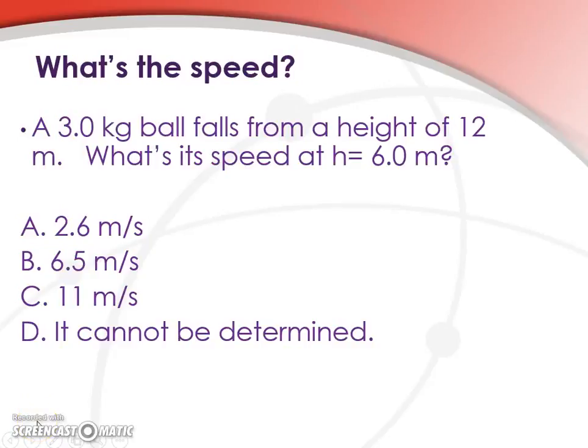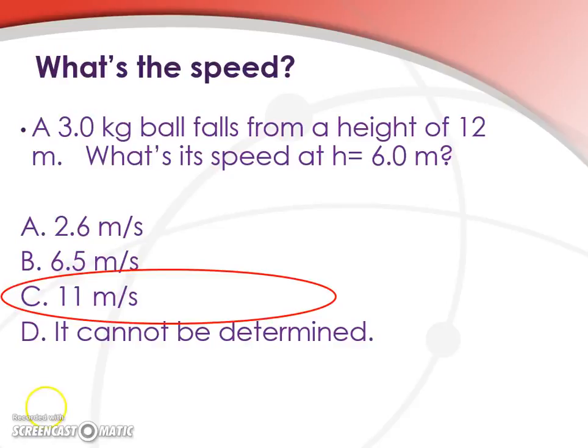Here's today's poser. A 3-kilogram ball falls from a height of 12 meters. What's its speed at a height of 6 meters? And the potential answers are A, 2.6 meters per second, B, 6.5 meters per second, C, 11 meters per second, or D, it can't be determined.